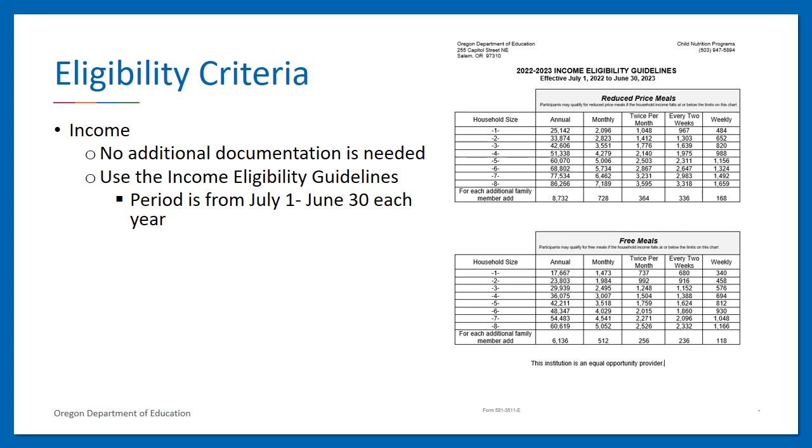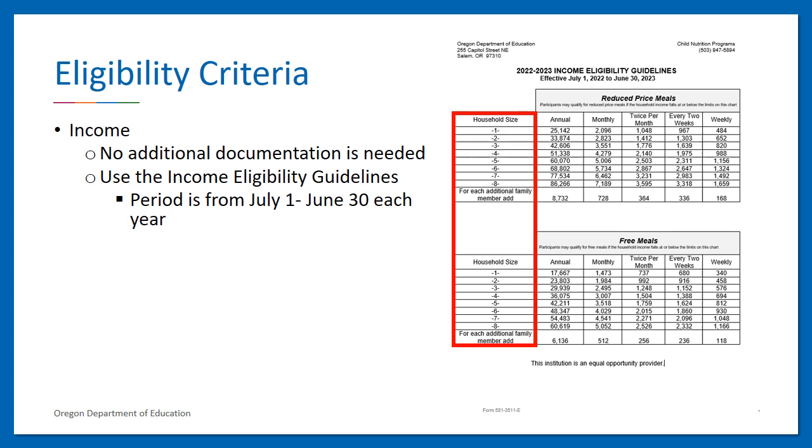For example, if a family completes a CIS prior to June 30th, 2023, you will use the income eligibility guidelines effective from July 1, 2022 to June 30th of 2023. Later, if the family completes a CIS in July of 2023, you will need the income eligibility guidelines effective from July 1, 2023 to June 30th of 2024 to accurately determine the family's eligibility.